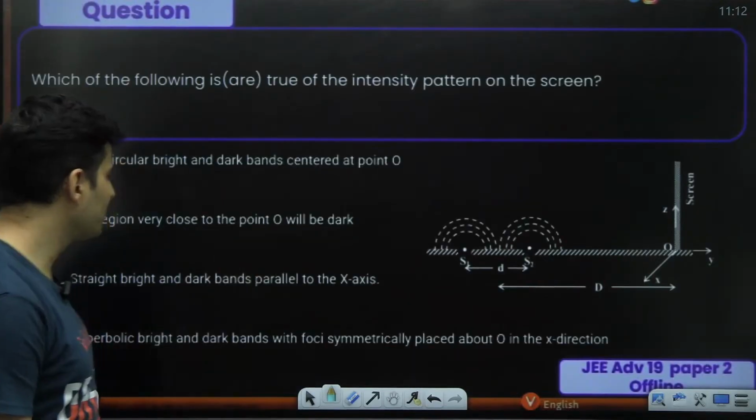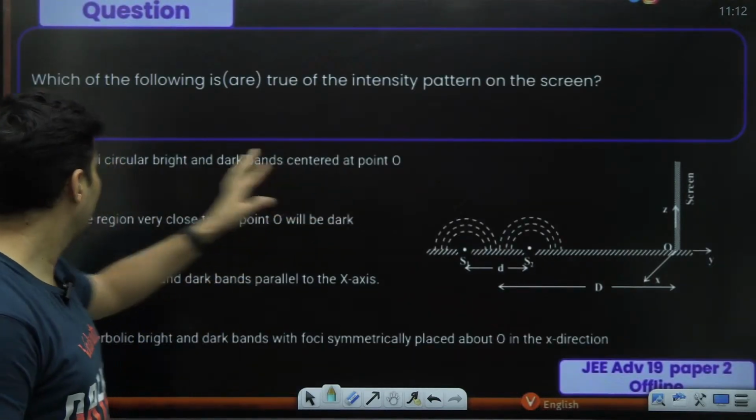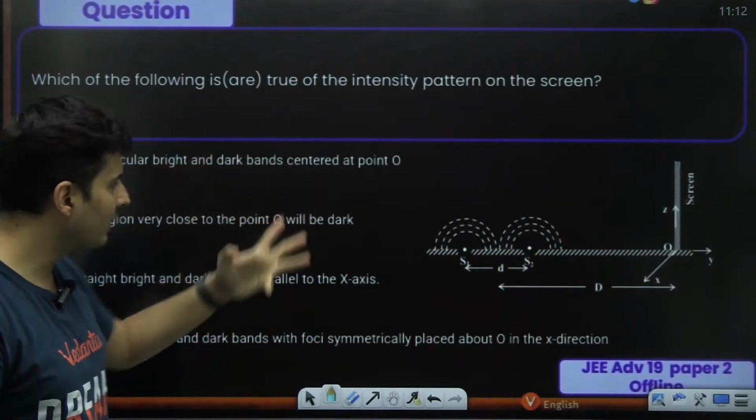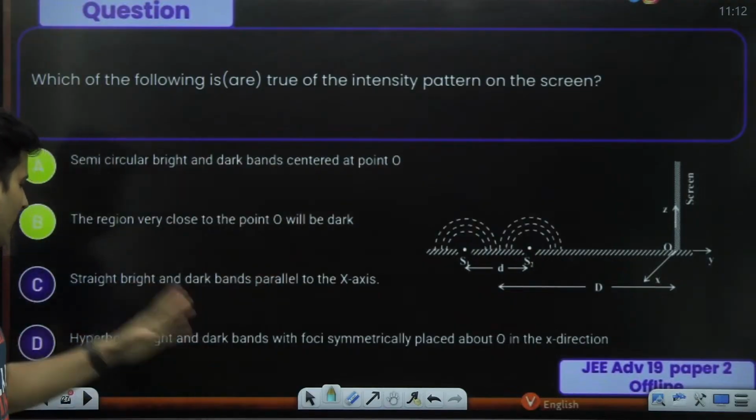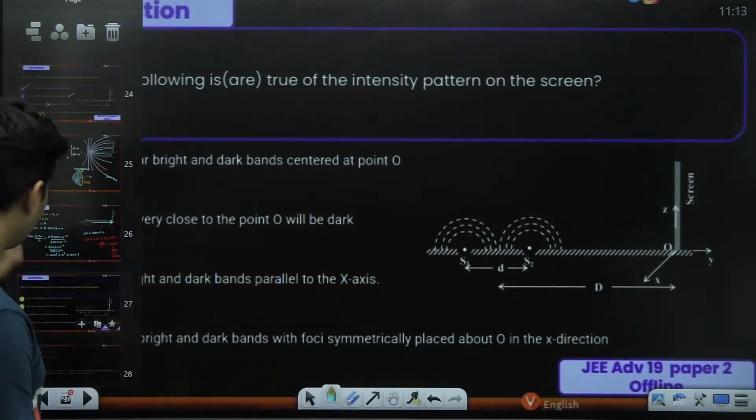Yeah, the region very close to the point O will be dark. Alternate bright and dark semicircular rings are formed. Straight bands are not formed. Hyperbolic bands are also not formed. Perfect. That is also correct.